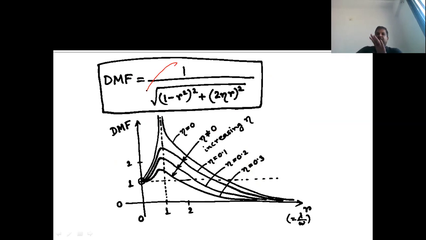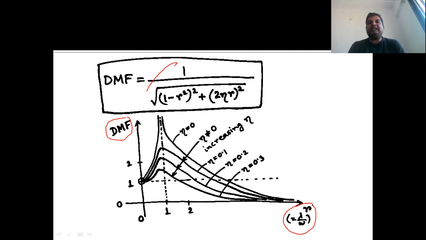Now, once you find the DMF, I would like to plot a curve between the dynamic magnification factor on the y-axis and the frequency ratio on the x-axis, right? What is the use of this particular curve? This curve will be utilized for designing your machine foundation or vibrating systems, right?